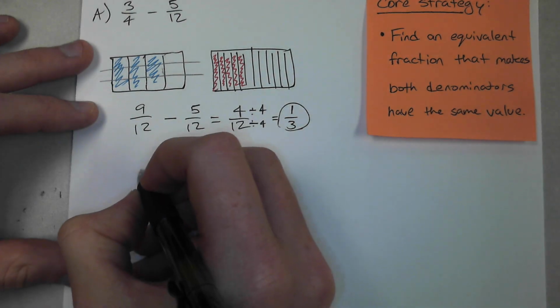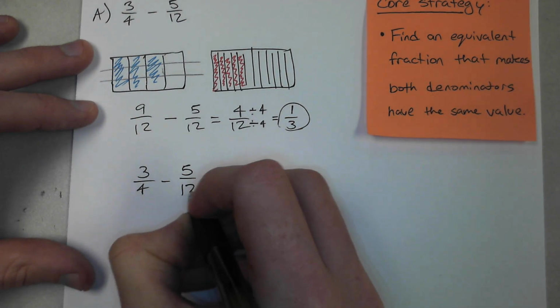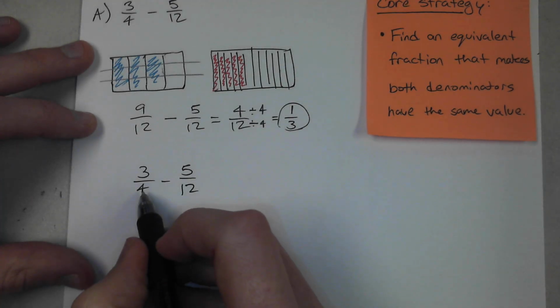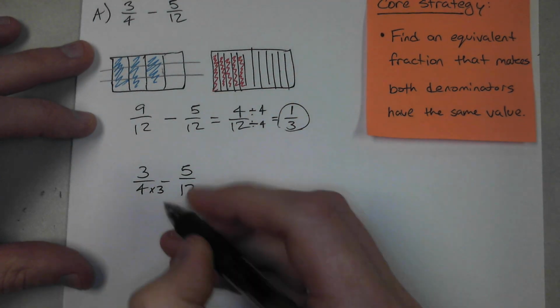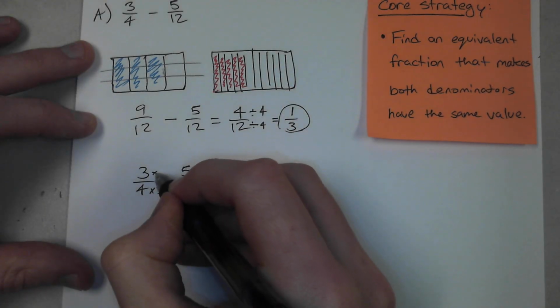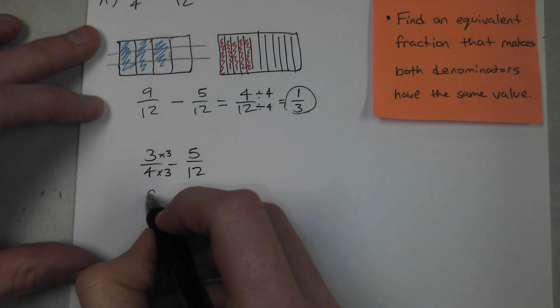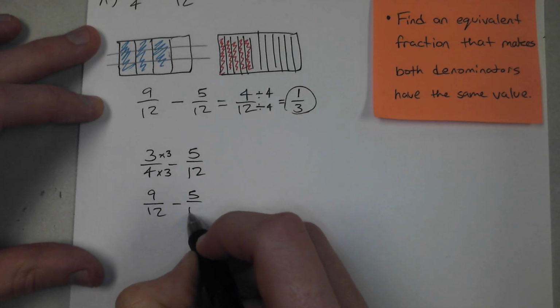We're going to rewrite the same problem, 3/4 minus 5/12. Instead of drawing pictures, we're going to consider, do these denominators have a common multiple? Well, I know I can multiply 4 to get 12. How many times? I've got to multiply it 3 times. Whatever I do to the denominator, I must also do to the numerator to keep it equivalent. 3 times 3 is 9. 4 times 3 is 12. And I can rewrite 5/12.